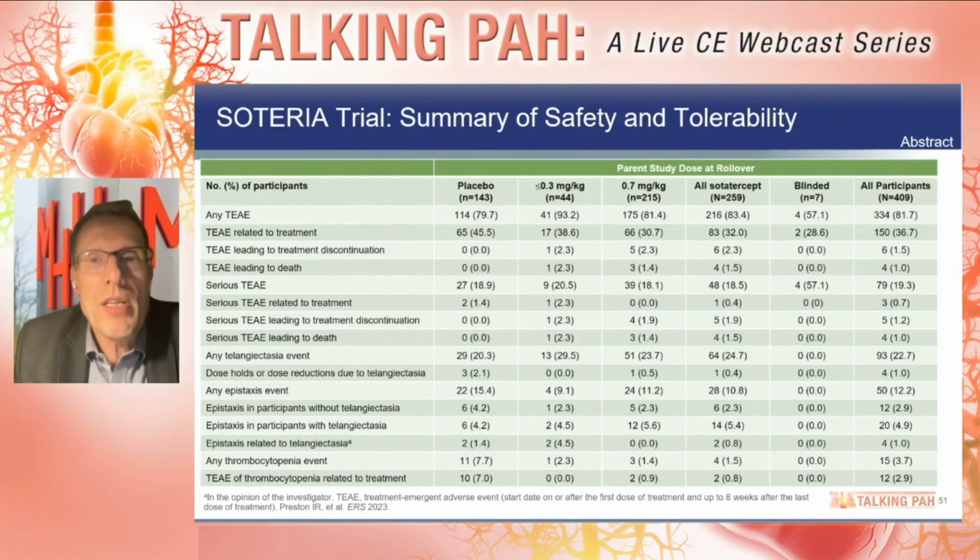Treatment emergent events leading to death. This is 4 patients, 1% of patients who died so far. I think the vast majority of these patients did not die from pulmonary hypertension.